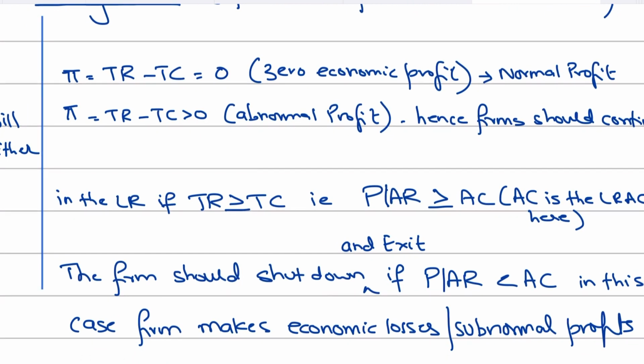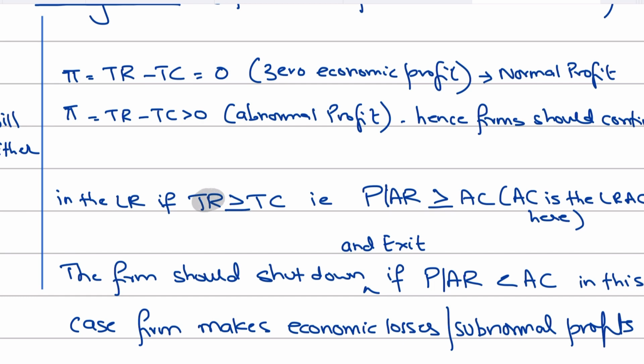सो वेदर द फर्म शुड स्टे इन द इंडस्ट्री और वेदर द फर्म शुड exit basically depends on the fact that whether they are gaining a profit or not. If there is an economic profit, be it normal profit or be it supernormal profit, in both the cases they must continue, they must not exit in the long run. ये कब होगा?